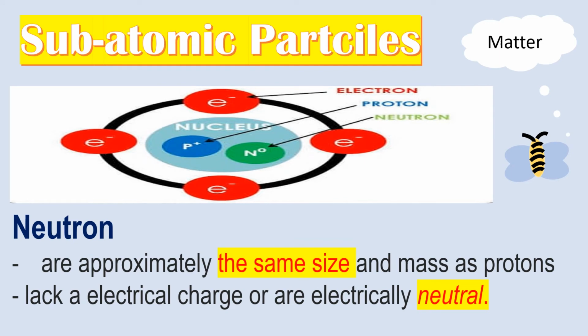The number of neutrons in an atom does not affect its identity, but does determine its isotope. The net charge of the neutron is zero, although each neutron consists of charged subatomic particles.